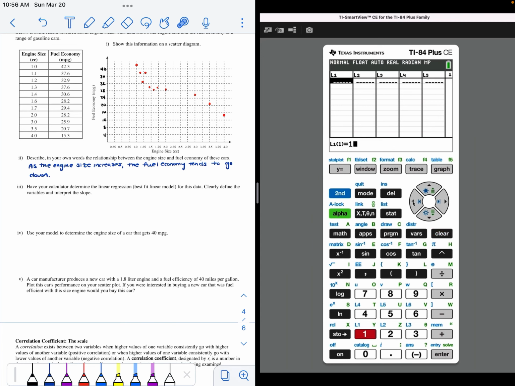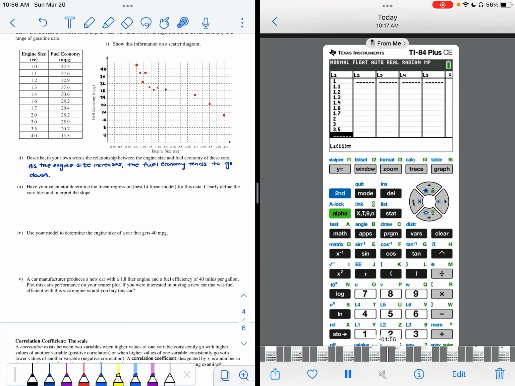All right, so then we just need to put that data in there. Like I said, I'm going to type in all of my values for the engine size in L1, and then I'm going to go over and type in all of my values for the fuel economy in L2. Okay, let's type those in. I type all those in, and I arrow over and just start typing in the fuel economy, and I won't make you watch this whole thing here. I'll jump ahead a little bit.